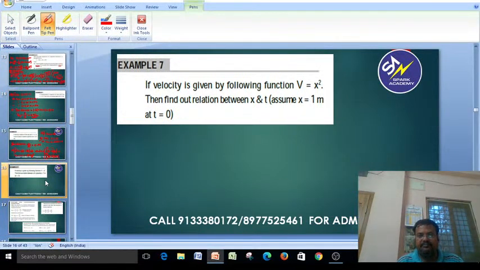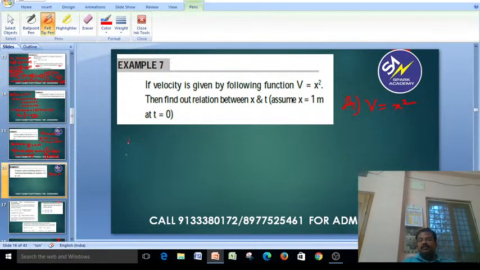The next question. If velocity is given by the following function, that is v is equal to x square, then find out the relation between x and t. Assume that x is equal to 1 meter at the time of t is equal to 0, he is asking. So velocity is equal to x square. Relation between x and t you want to find.